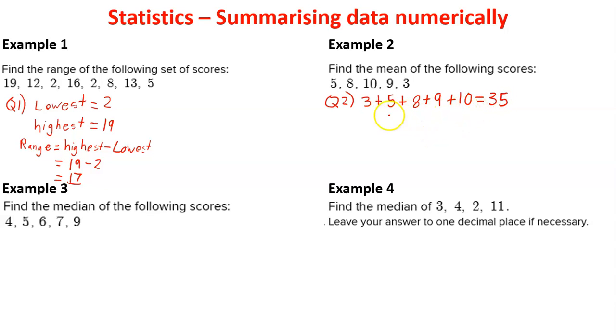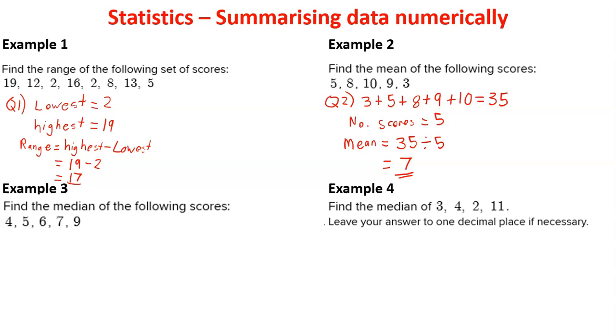Once I've added up all the values, in order to find my mean I then need to divide. So how many scores do I have? In this case here, I've got 5. So we can just write the number of scores equals 5. So my mean is going to equal 35 divided by 5. And if we know our times tables, we can use our calculator if we're not certain. 7 5s are 35, so my mean is 7. So that's how we would do that question there.